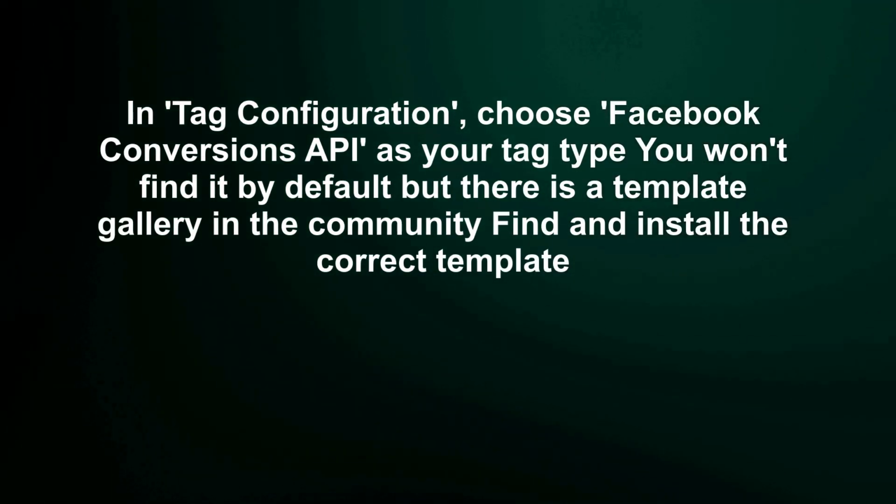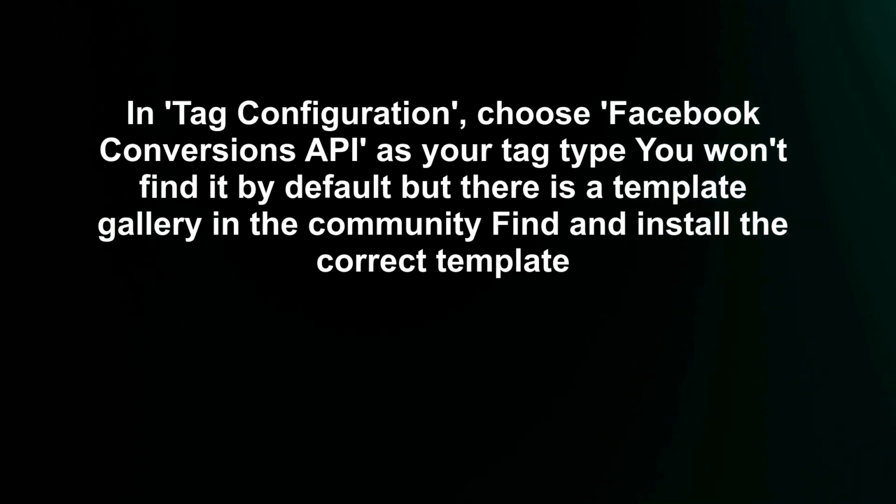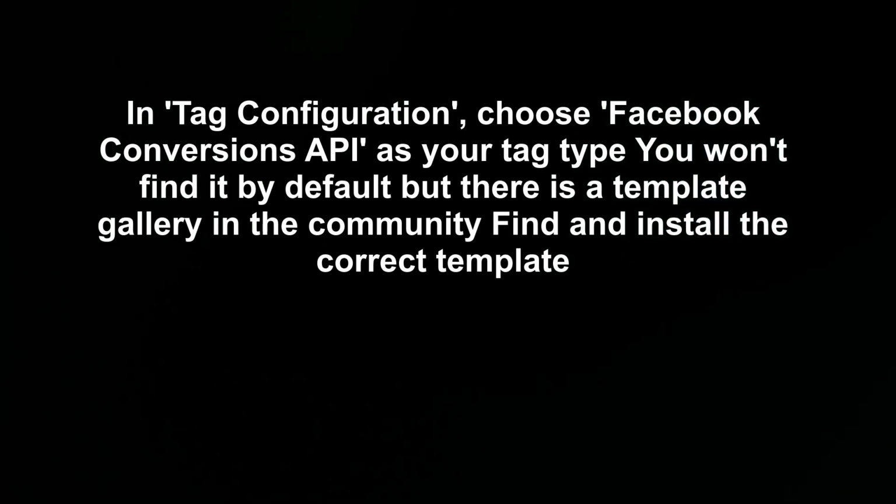In tag configuration, choose Facebook Conversions API as your tag type. You won't find it by default, but there is a template gallery in the community. Find and install the correct template.